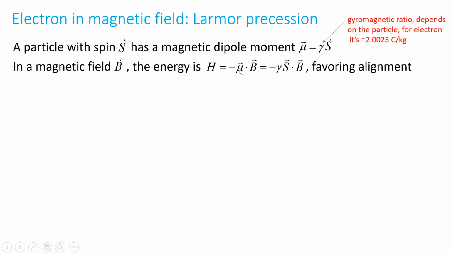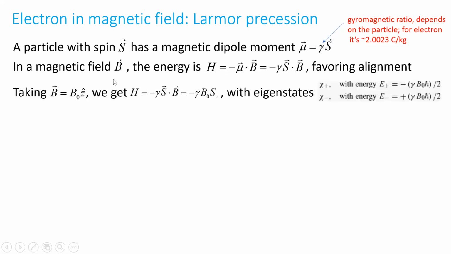On the other hand, if they're in opposite directions, mu dot B will be a negative number, but minus mu dot B will be positive, and the energy would be higher. So this favors alignment. And then we can plug in, if we want, gamma s for mu. So the energy, or the Hamiltonian, of this quantum system is minus gamma s dot B.